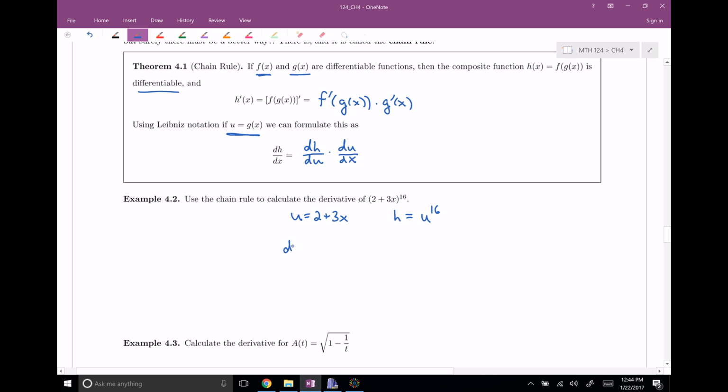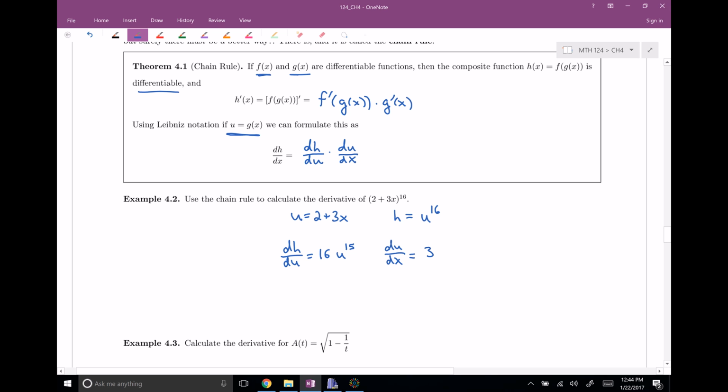So if I want the derivative of h with respect to u, u is my independent variable here. Well, this is just going to be the power rule, right? That means the 16 is going to come down, and then I'm going to have u raised to the 15th power. That's not so bad. Okay, how about this other one? I need a du dx. So that's a derivative of u with respect to x. So here's my u function. I need to take the derivative of this with respect to x. So du dx. Well, this is just a linear function, so the derivative is going to be the slope. That's going to be 3.